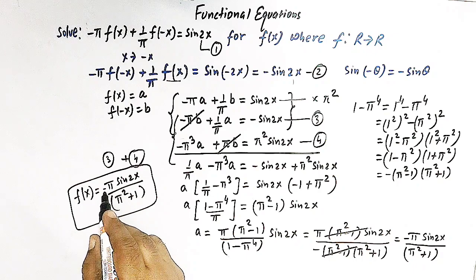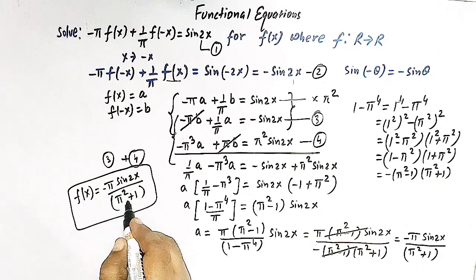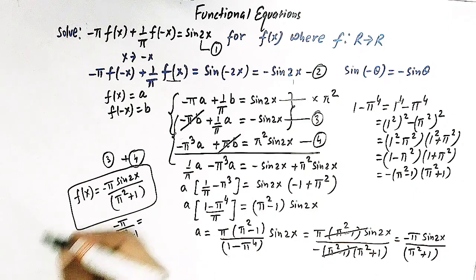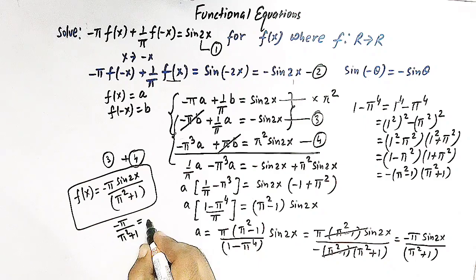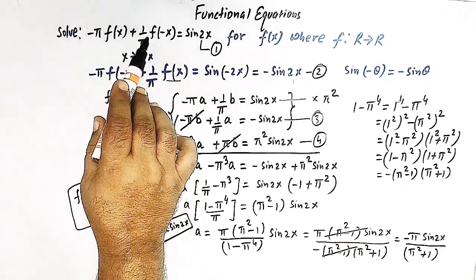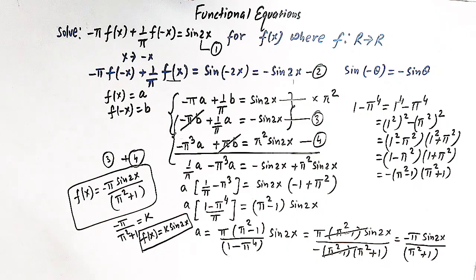Right, and here we can see that minus pi over pi square plus 1 is a constant, so we can replace minus pi over pi square plus 1 by, say, k. Then f of x takes the form k sine 2x. Right, so this is the required solution of this functional equation.